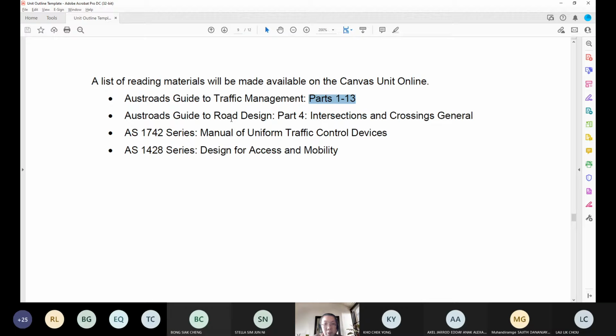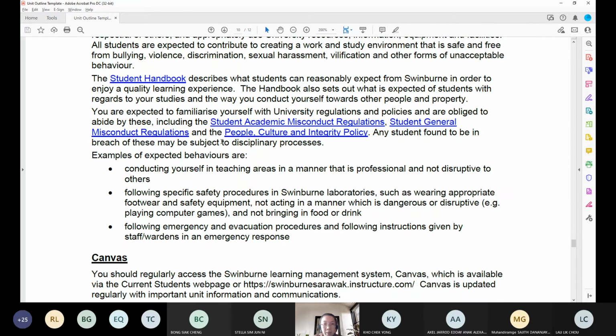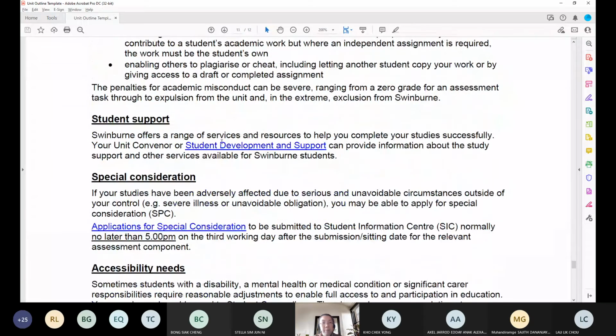Yeah, the Austroads Guide to Road Design. We may need this. And you may also need these two: Australian Standard 1742, Manual of Uniform Traffic Control Devices, as well as 1428, Design for Access and Mobility. You can get these AS standards from our Swinburne database. So that's part B, and the rest I think you can read; it's pretty standard for most of the units.